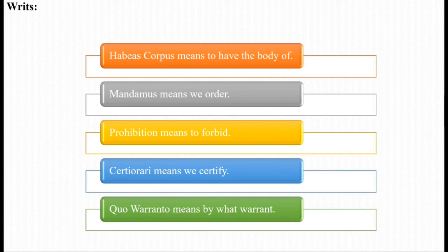Fifth, quo warranto is a Latin word which means by what warrant. This writ is issued by the court to restrain a person from acting in a capacity to which he is not entitled. This is to prevent a public officer from taking any position in an office which does not belong to him. This writ does not apply to private office.